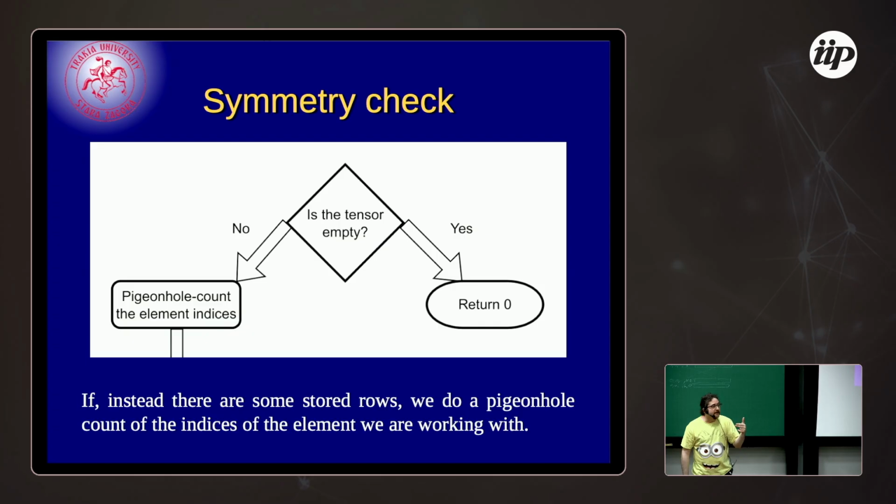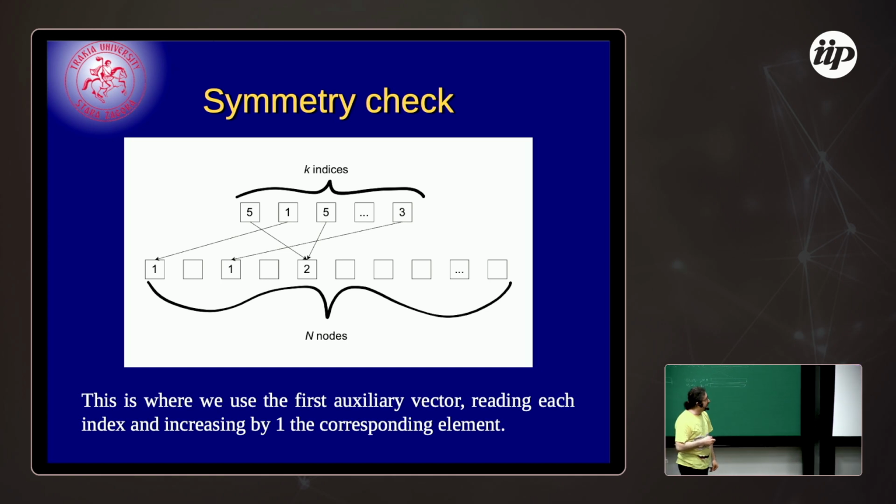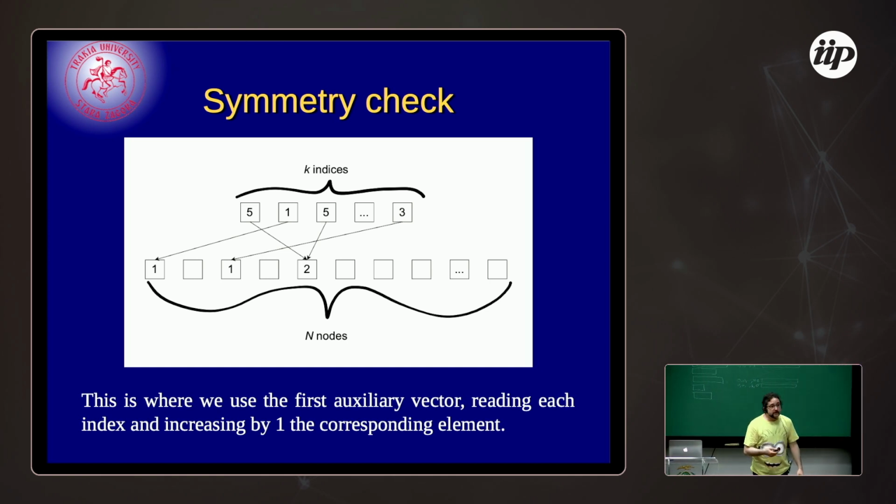Okay? At the end, if you read the sequence in sequence, you know precisely you have it sorted, and at the same time you know how many times you had number 1, and that's the number of stones you have in box 1, how many times you had number 2, how many times you had number 3, and so on and so forth. So the first thing we do, if the tensor is not empty and we're trying to read an element, is exactly this, a pigeonhole count. That.